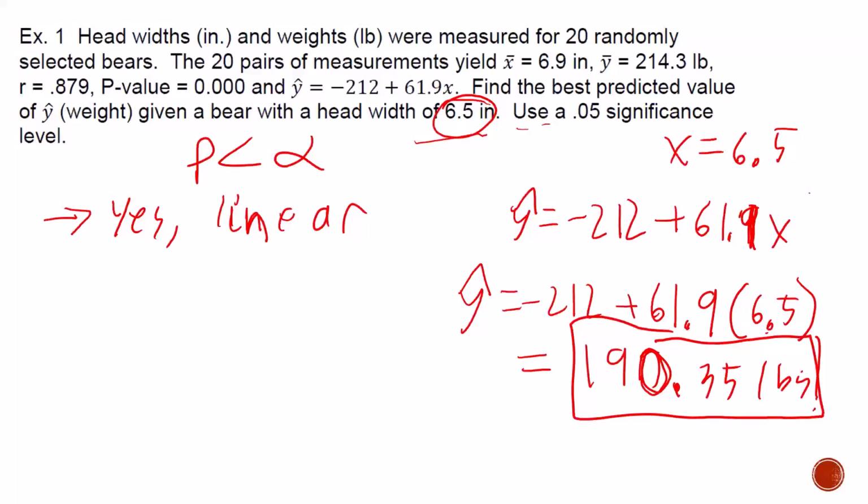Now, this is what I'm saying, you can't use the predictions for values that are way outside. So let's say I have a tiny bear and it somehow has a head width of 1 inch. According to this formula, the weight of the bear would be what type of number? If X were equal to 1.